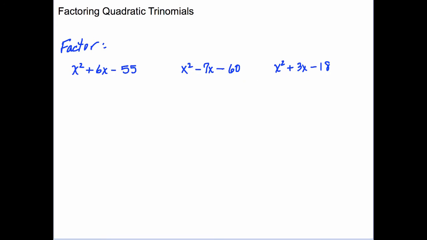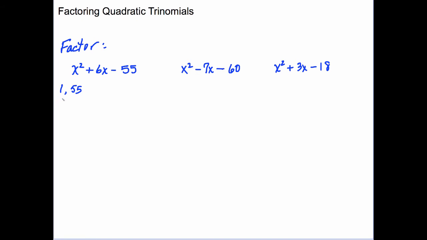Now there's one last case that I'd like to bring up, and that is the case where the constant term is negative. What this means is that we're looking for two numbers that multiply to 55 but whose difference is positive 6. So let's try to look for that. In this problem, x squared plus 6x minus 55, well, let's see, 1 and 55, I don't think that'll work.